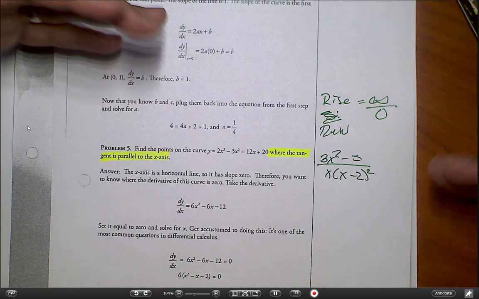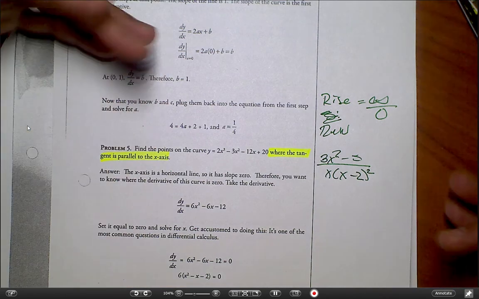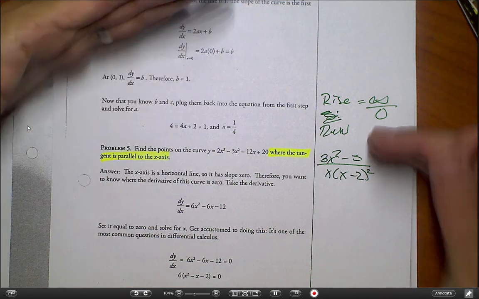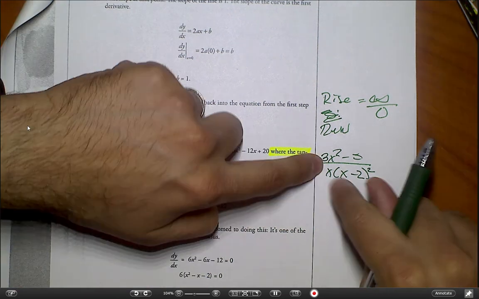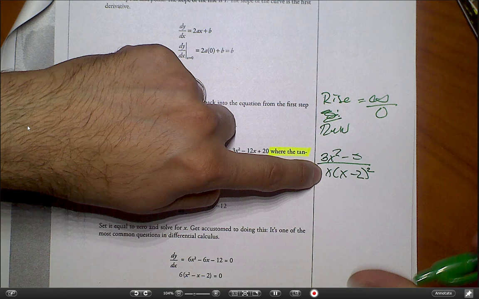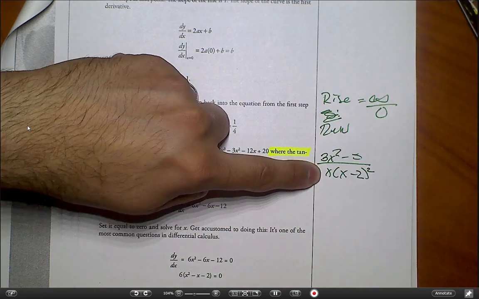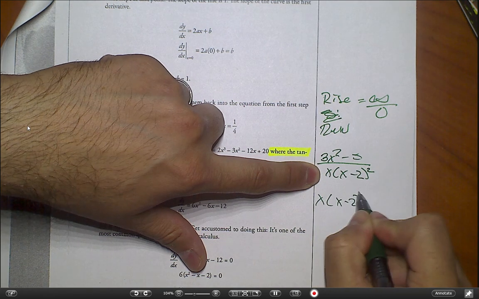So on the free response type of question, you would get your first point by stating that if it's going to be undefined or a vertical line, that means it's going to be an undefined slope. So that means the bottom has to equal 0. All I have to do to get my point is x quantity x minus 2 squared equals 0.